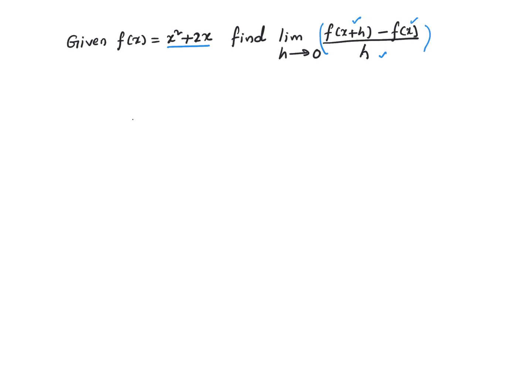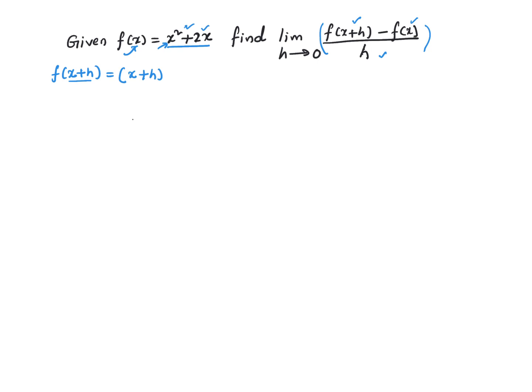Now, let's go ahead and find f of x plus h first. Remember, f of x tells you that if you give x as an input, the function is going to take the input, square it, and then multiply the input by 2, and then add the results. Now, if you replace x by x plus h, it would still do the same thing. Every time it says x, it's going to be replaced by x plus h.